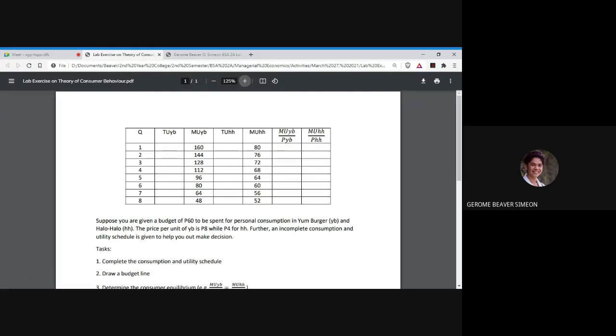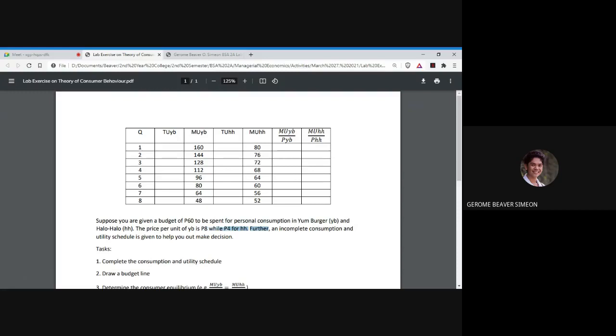So, meron tayong table dito. And the problem is, suppose we are given a budget of 60 pesos to be spent for personal consumption in Yum Burger and Halo Halo. The price per unit of the Yum Burger is 8 pesos, while the price per unit of the Halo Halo is 4 pesos. So Yum Burger 8 pesos, Halo Halo 4 pesos.